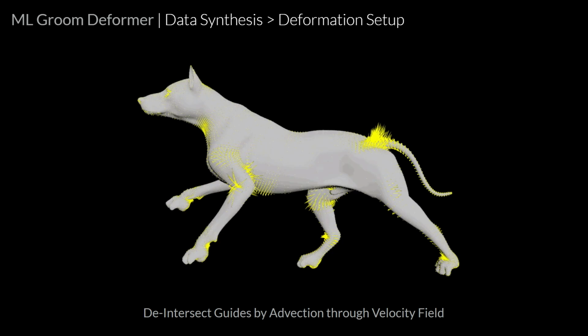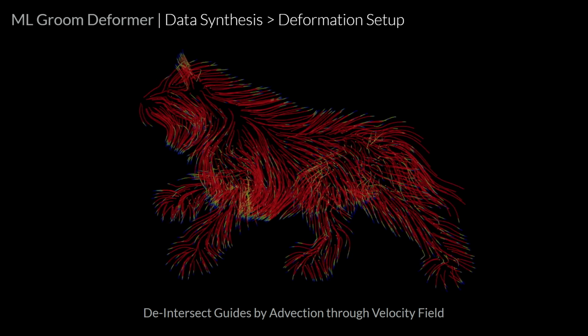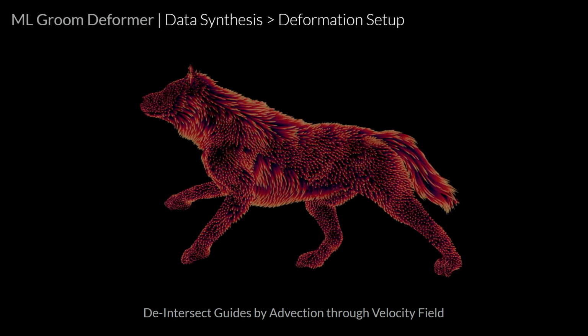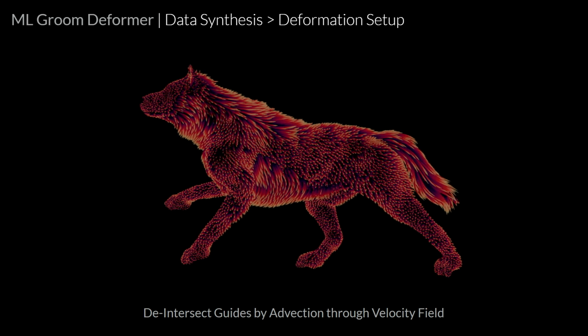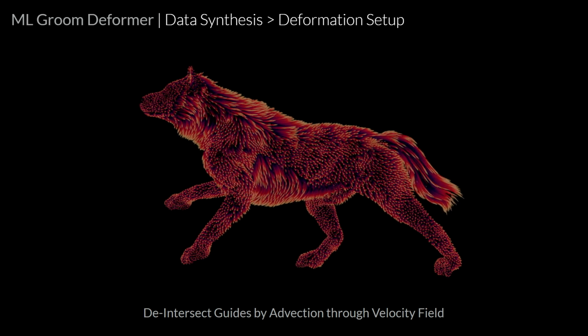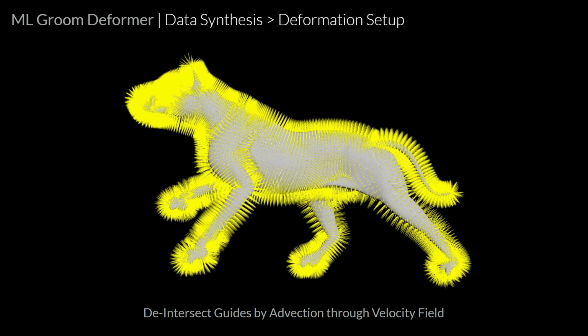You basically mix the normals of the skin and the tangents of the guides and build a velocity field, and if you advect the guides through that, it's a nice little CFX trick. I think it's pretty commonly known to de-intersect and get rid of some intersections in the geometry.